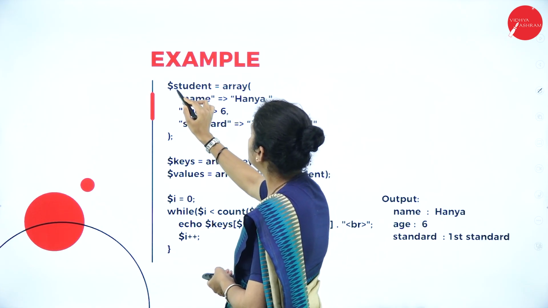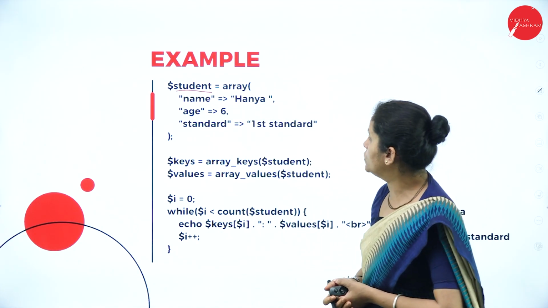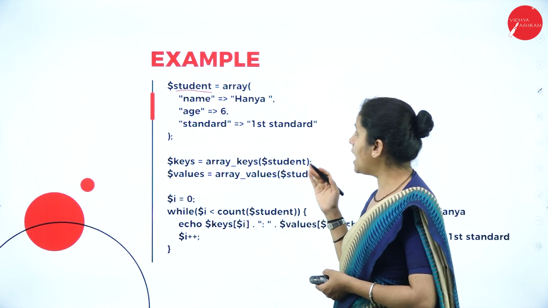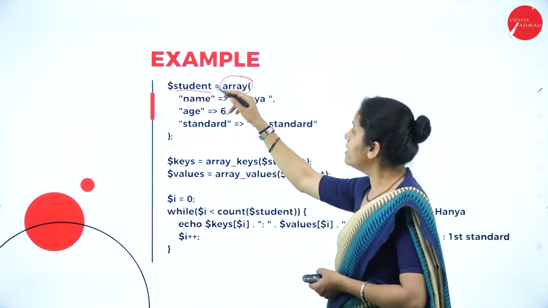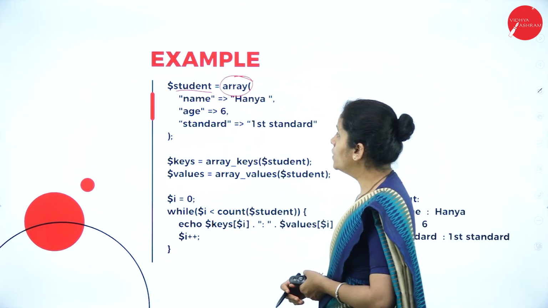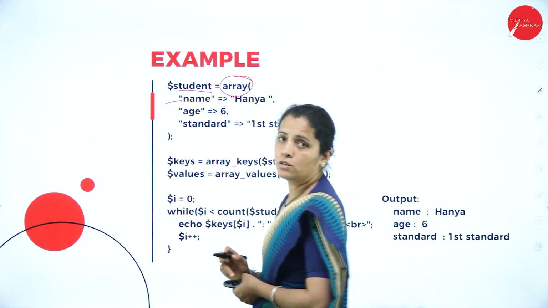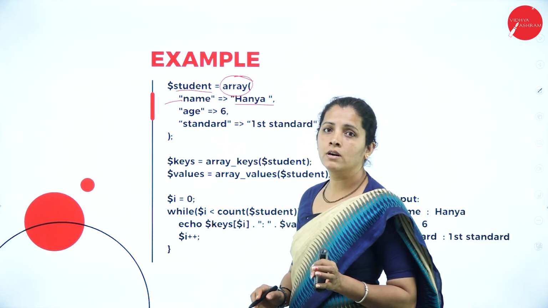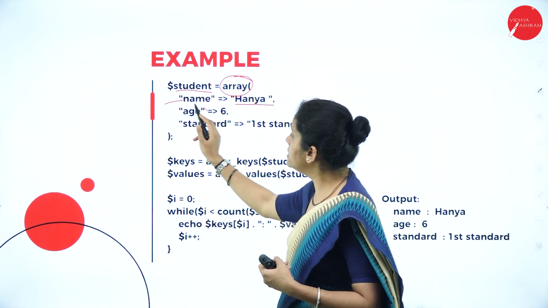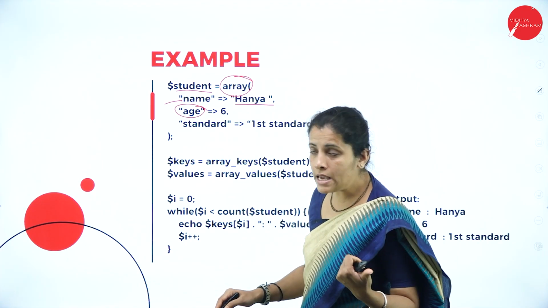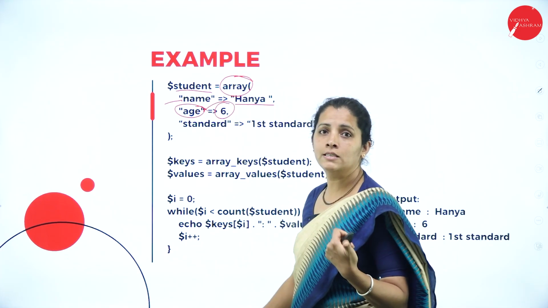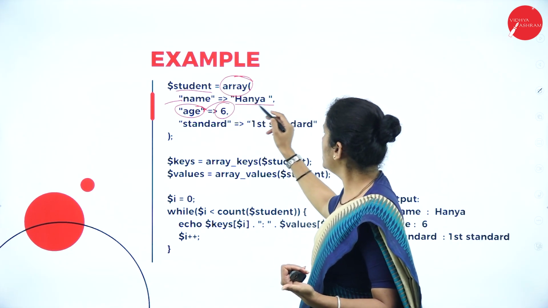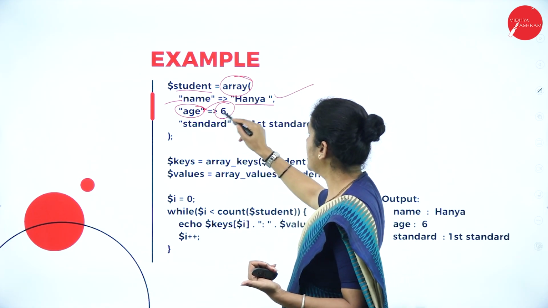What is my array name? The array name is student. And how am I creating the array? That is using the array function. What is my function name? Array. I have the string key name, and I'm going to assign the value Hanya. Now age is the key, and I'm assigning the value 6. How am I going to separate them? That is through the comma. This is my first element, this is my second element.